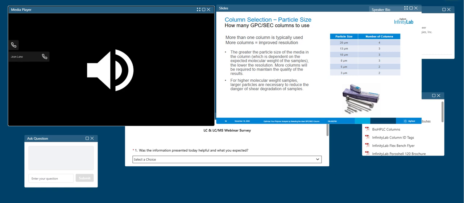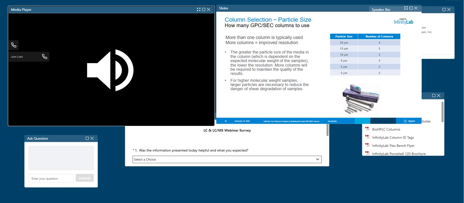The larger particle columns are needed for higher molecular weight samples, and the number of columns in series is higher as these columns will have lower efficiencies. More columns in series is used to increase resolution for the high molecular weight samples. For example, a 20 micron column, typically 4 columns in series is suggested.